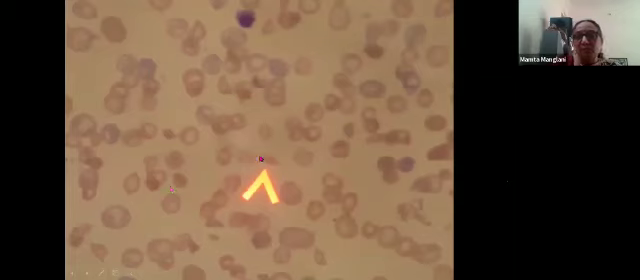Now, these typical broken cells are seen in TTP or HUS. You can see helmet cells, broken cells. Here you can see another one. Here you can see another one. So these are typical of a TTP smear.